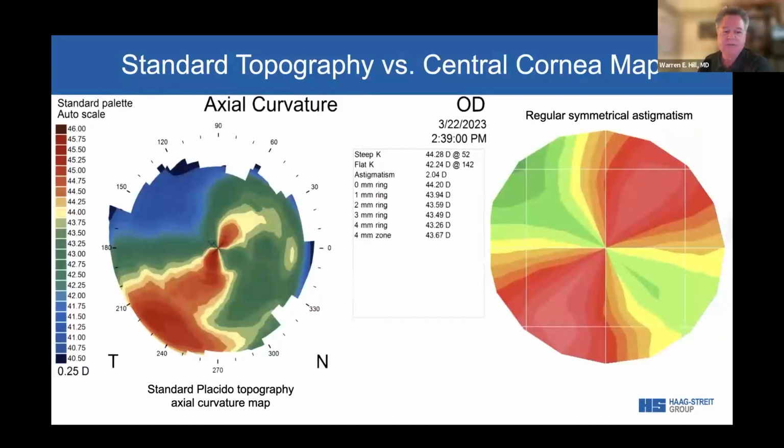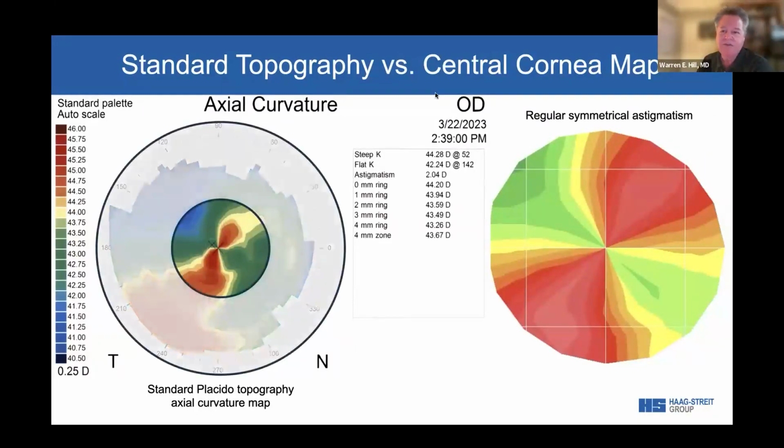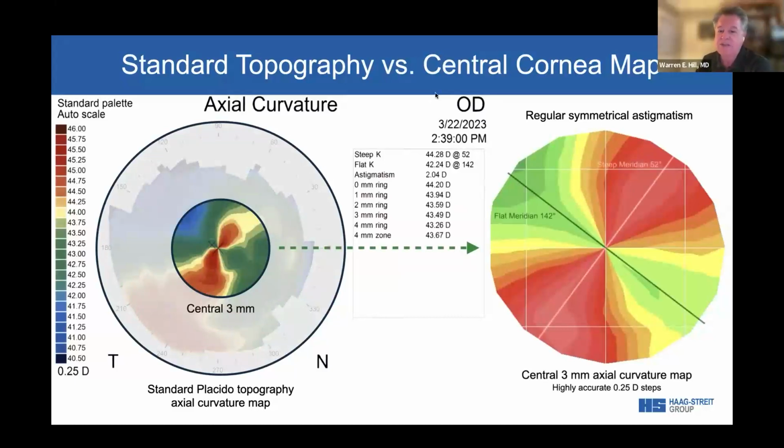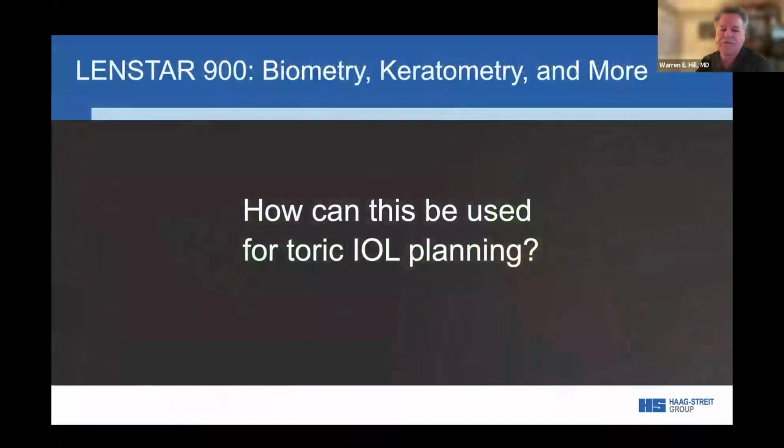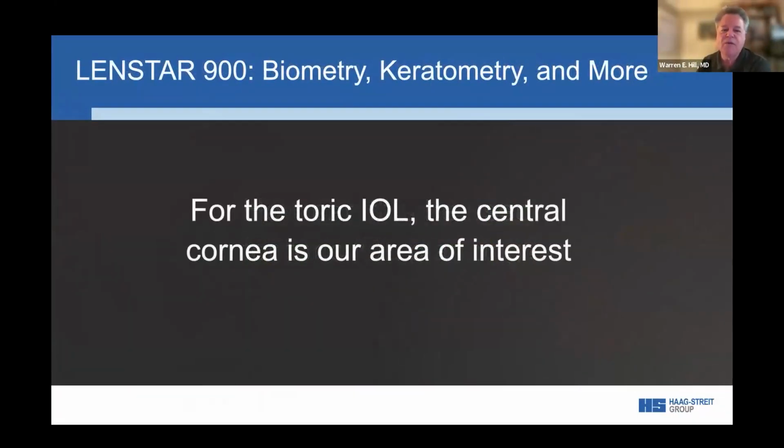So this would be an example of an Atlas 9000 map. Here's the central 3 millimeters, and then this is what the Lenstar generates. And then it draws these lines for you. It'll show you the steep meridian, flat meridian. And if you draw a line through the corneal vertex and the center of the two astigmatic lobes, where it intersects the axis scale in the periphery is by definition the steep meridian. Can't be anything else. And it's really nice to make sure that this kind of manually determined steep meridian matches the keratometry. So how do we use this for toric IOL planning?